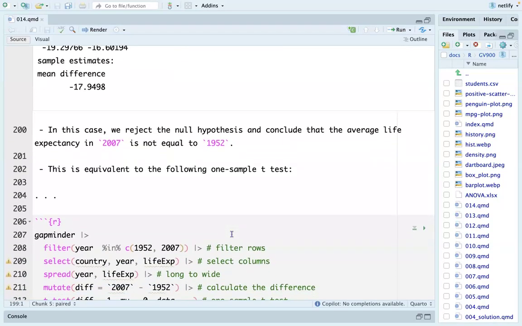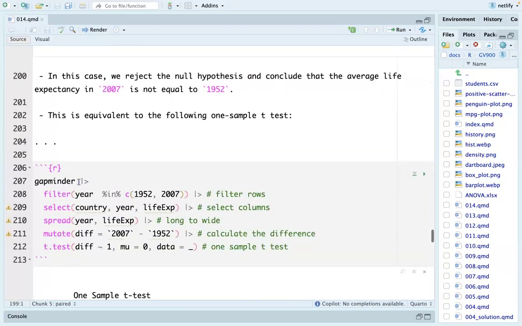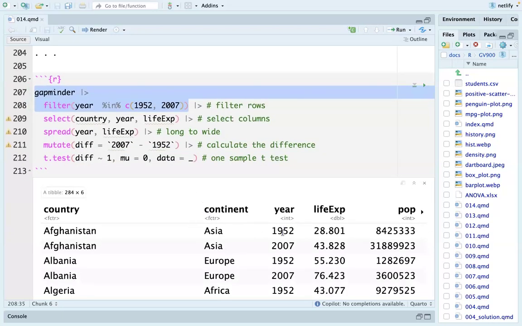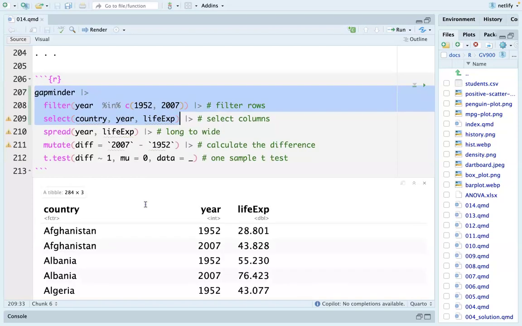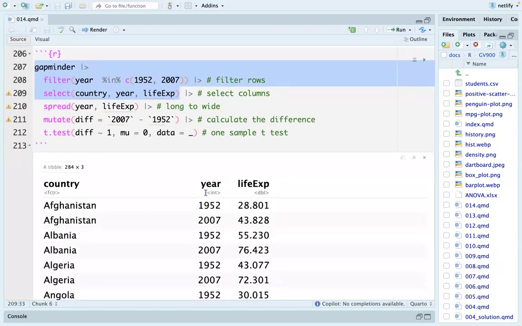Actually, to help you understand the paired t-test, we can take a look step by step. First, we choose only 1952 and 2007, and then we select year and life expectancy, and we will compare this year to this year for all countries. So we spread the long table to a wide table. We use the spread function.